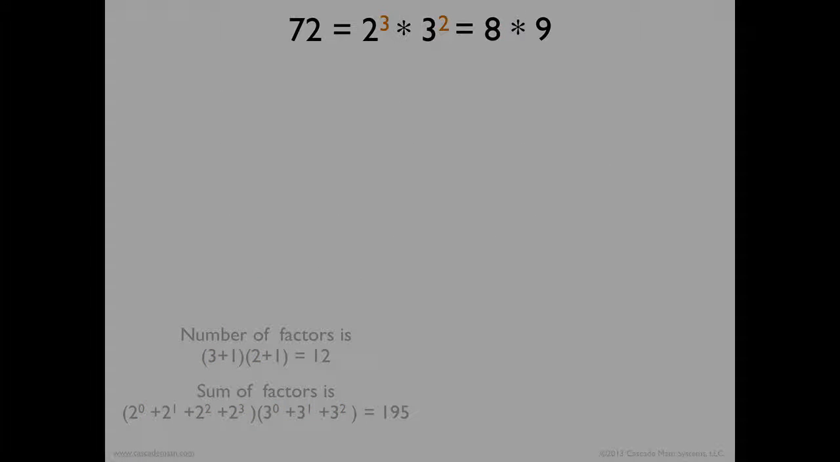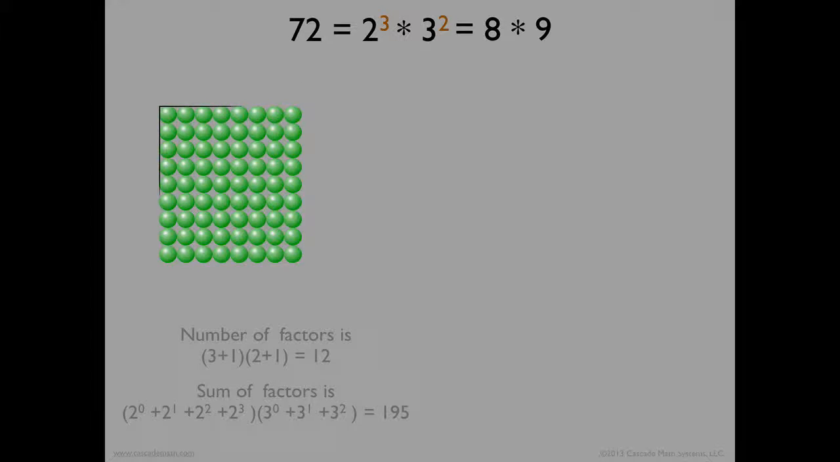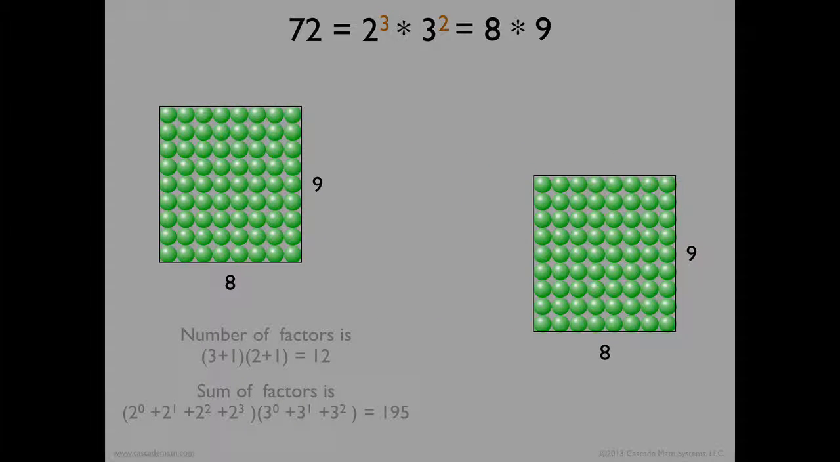So 72, that's 8 times 9. Those are the powers of the primes. So let's make a rectangular array of balls that's 8 by 9. Now, that's 72, and there's one of them, so that is a factor. So we've got a factor 72, and we've got 72 toward the sum of the factors.